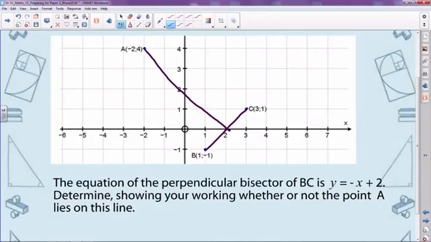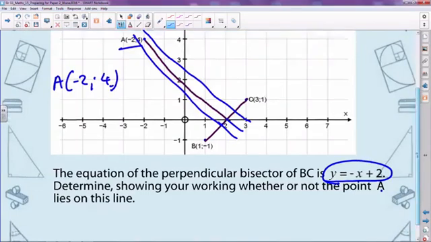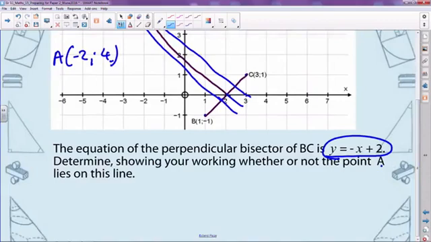Or the other option, it can be maybe slightly before that, or above, depending on the scale and so forth. Now, what are we trying to do here? The equation of a perpendicular bisector of BC is y equals minus x plus 2. Determine, showing your working, whether or not point A lies on this line. Point A is (-2, 4). Now, if it does lie on that line, your left-hand side should be the same as the right-hand side. So you've got your x value, minus 2, and your y value is 4.